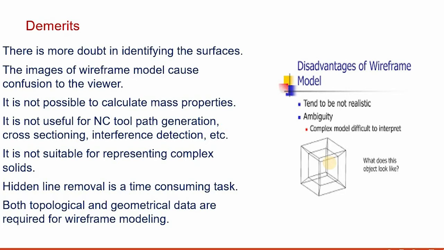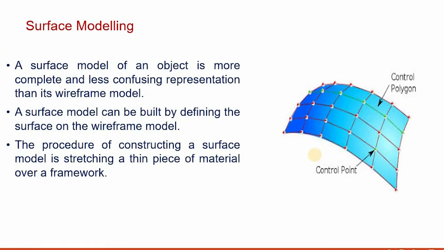Both topological and geometrical data are required for wireframe modeling. So to construct a wireframe model, we need both topological as well as geometrical data. This figure shows the images of the wireframe model. It is not realistic. It is ambiguous because it is not very clear, so it is very difficult to interpret complex shapes, because the wireframe image is not clear.